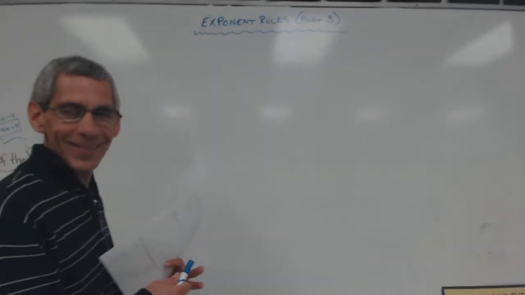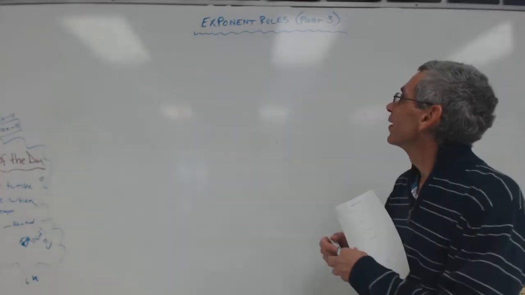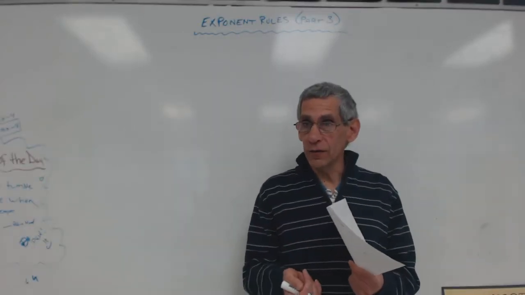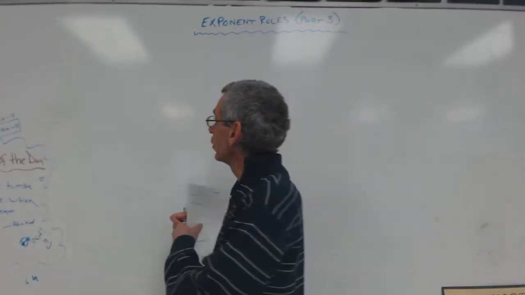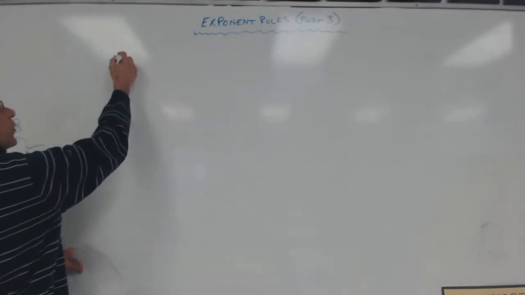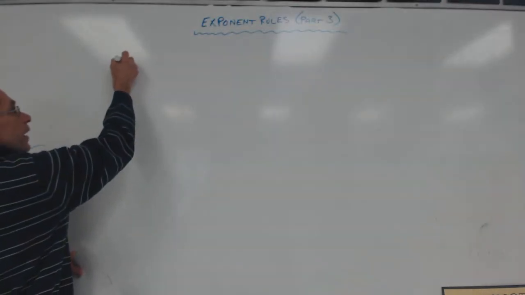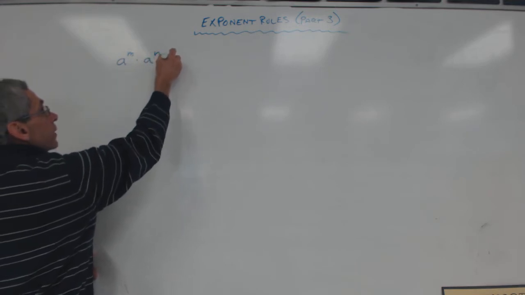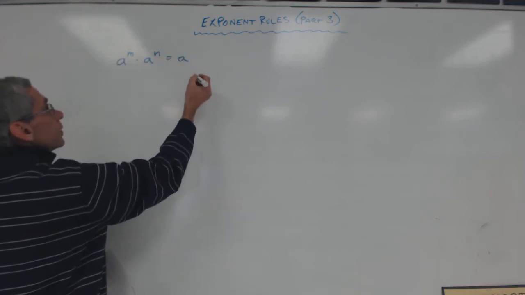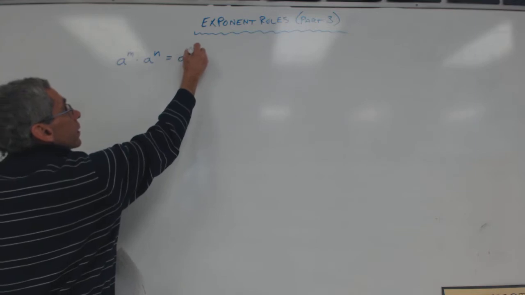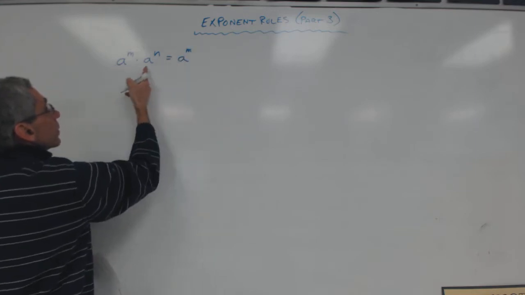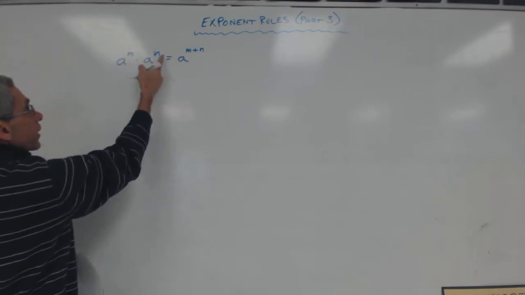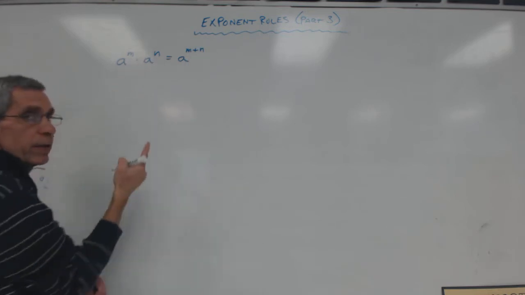Hi. So we've been talking about exponent rules. We've actually learned a few. Let's just think about what we've learned so far. We've learned that if you have same bases, a to the m times a to the n would equal a to the m plus n, right? You're adding the exponents if you multiply bases with exponents.